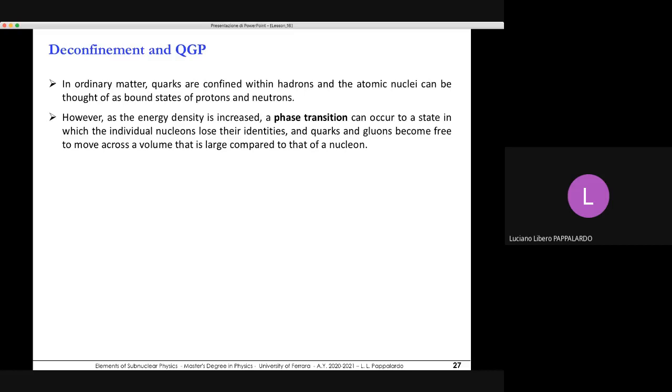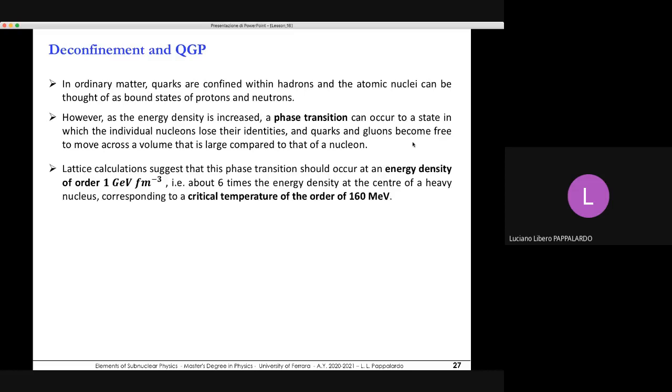Of course, you need a very large energy density in order for this phase transition to occur. Now, lattice calculations suggest that this phase transition should occur at an energy density of the order of 1 GeV per Fermi cubed. It is roughly 6 times the energy density at the core of heavy nuclei. This can be translated into a temperature, and corresponds to a temperature of the order of 160 MeV.